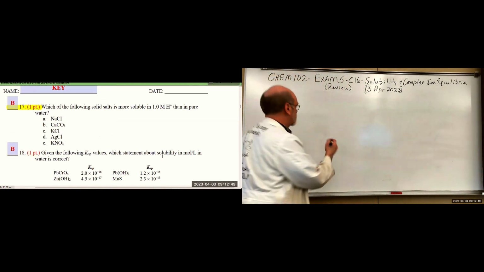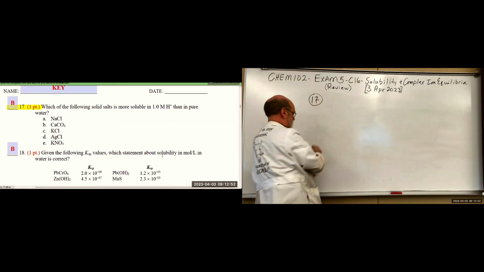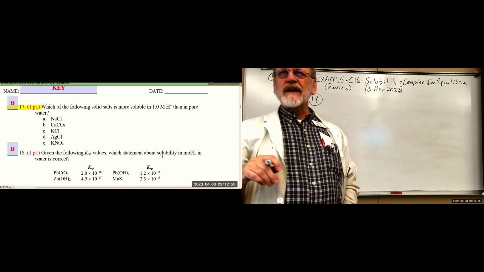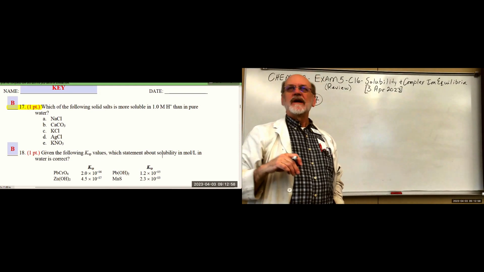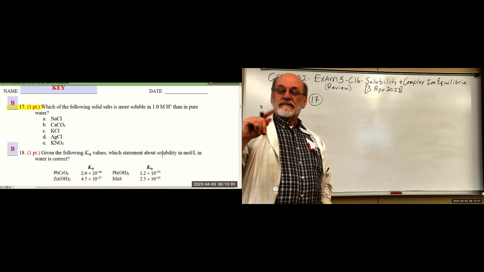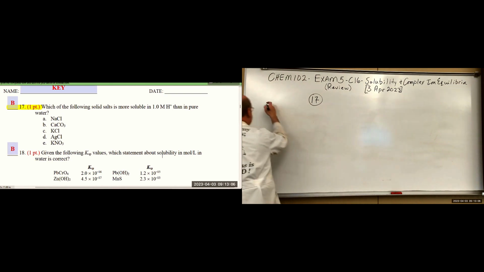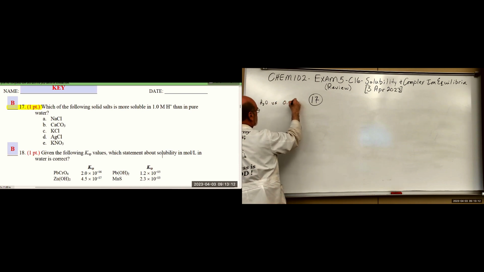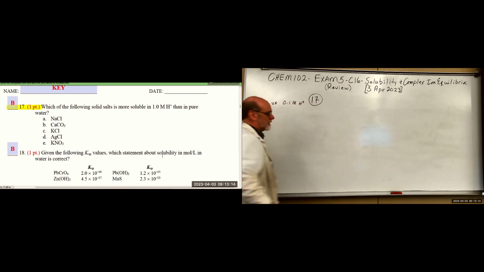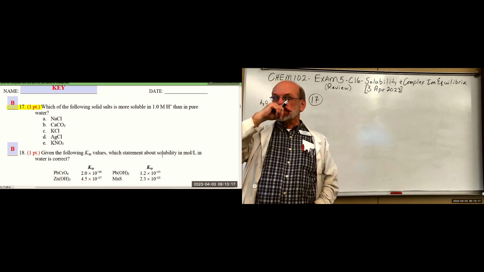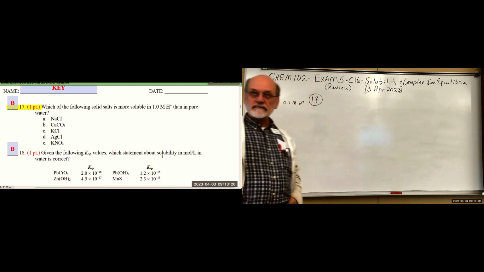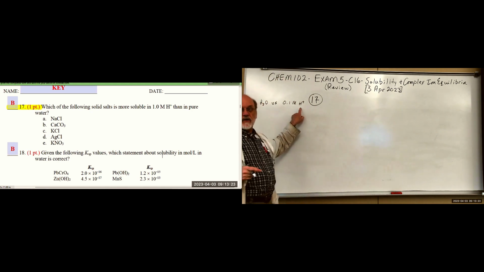All right, 17. Which of the following solid salts is more soluble in 1 molar H plus than in pure water? Let's see. The comparison here is water versus acid. Now we have to assume here that this acid is not hydrochloric acid, because that would mess up our silver. It has to be nitric.